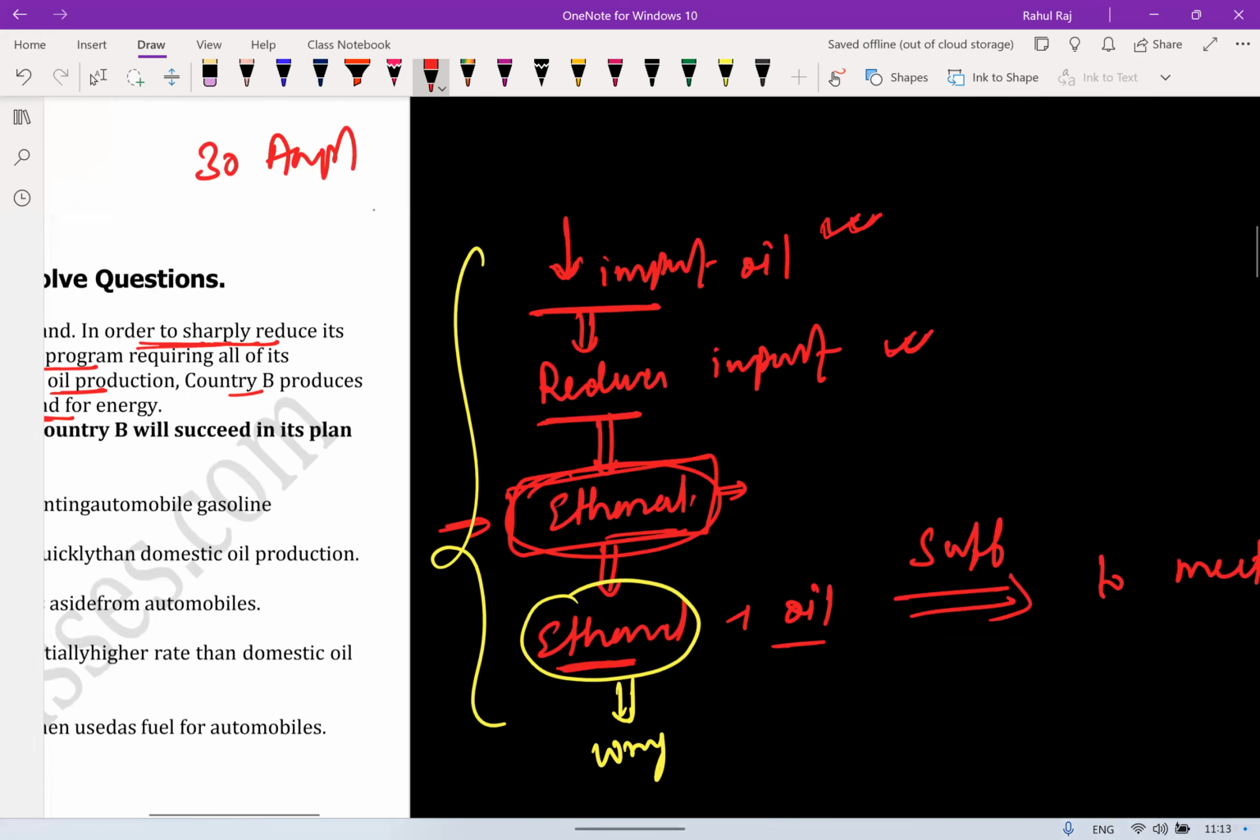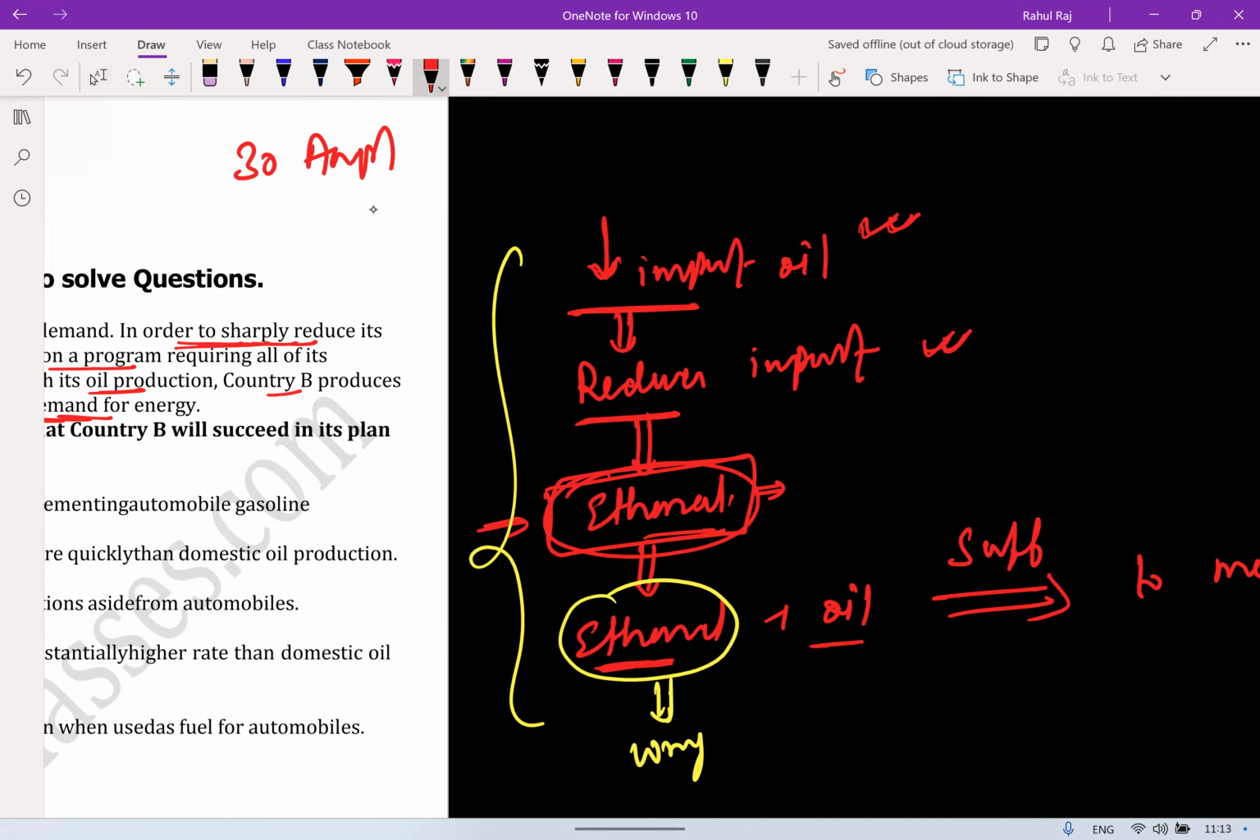But please understand one thing very clearly. In the question, they have just discussed ethanol, saying that we produce ethanol, and they directly come down to the conclusion that ethanol plus gasoline is sufficient to meet the current demand for energy. Am I right? Yes or no? Any problem in understanding the argument?